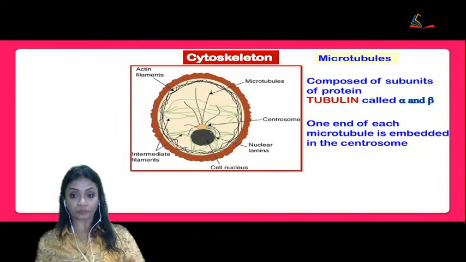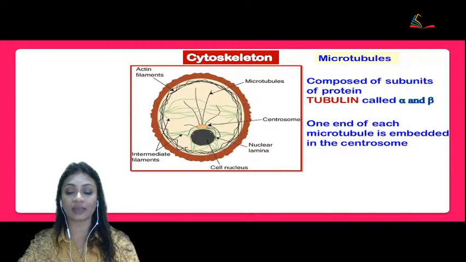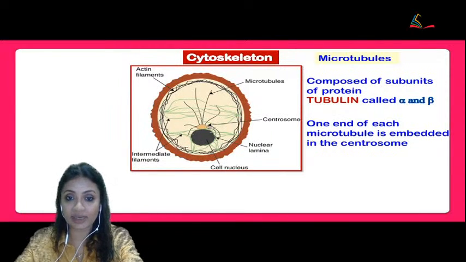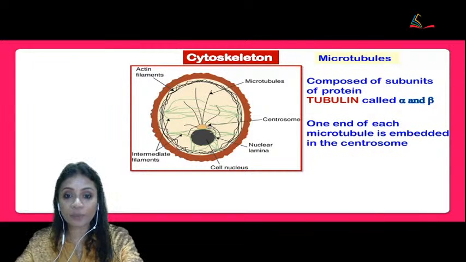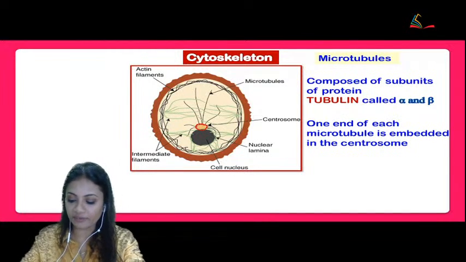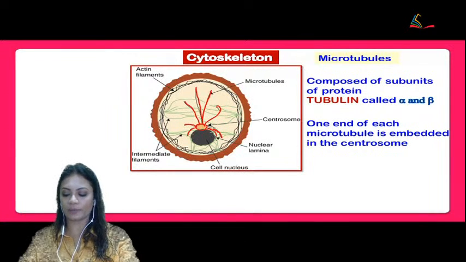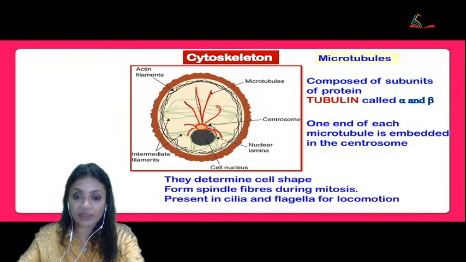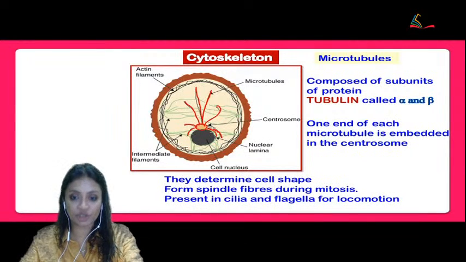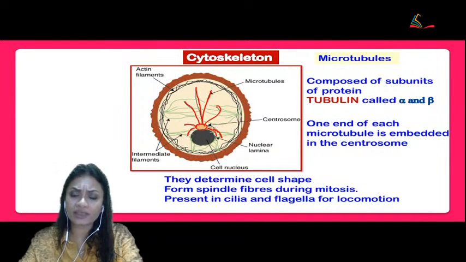Now we see here that one end of each microtubule is embedded inside the centrosome. Where is the centrosome? Here is that centrosome. When we talk about the microtubules, can you see this spider-like apparatus over here? This is the part that we are talking about, this whole part. This is the basic reason why the shape is given to the cell. They also play a very important role when the cell divides.